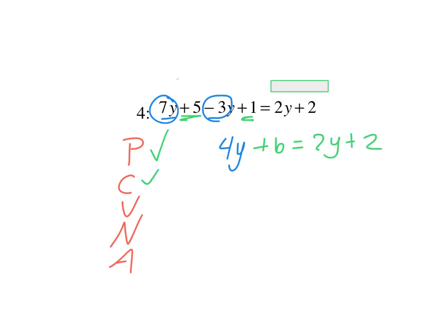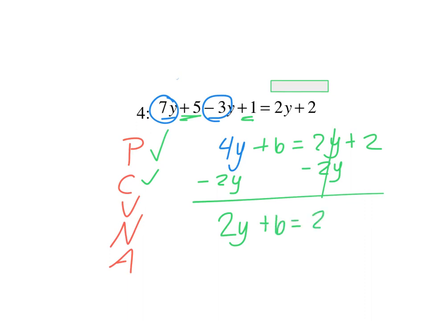So I combined my like terms, now I move my variables to the left-hand side. So to get rid of a +2y, I minus 2y. 4y minus 2y is a 2y. And then I get my +6. And that's equal to 2, because my 2y's cancel out.